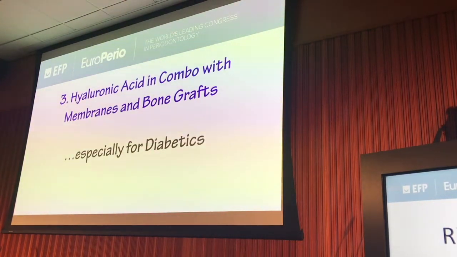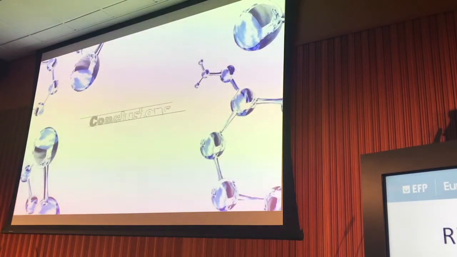Examples: diabetics, smokers, right? Osteoporotic patients, right? And these patients are increasing on and on. And I think, at least for hyaluronic acid, because in the literature you see a lot of medicine use of hyaluronic acid for diabetics, we can also do this in dentistry too. So this will be a clear-cut indication in the future when some of these papers are published.